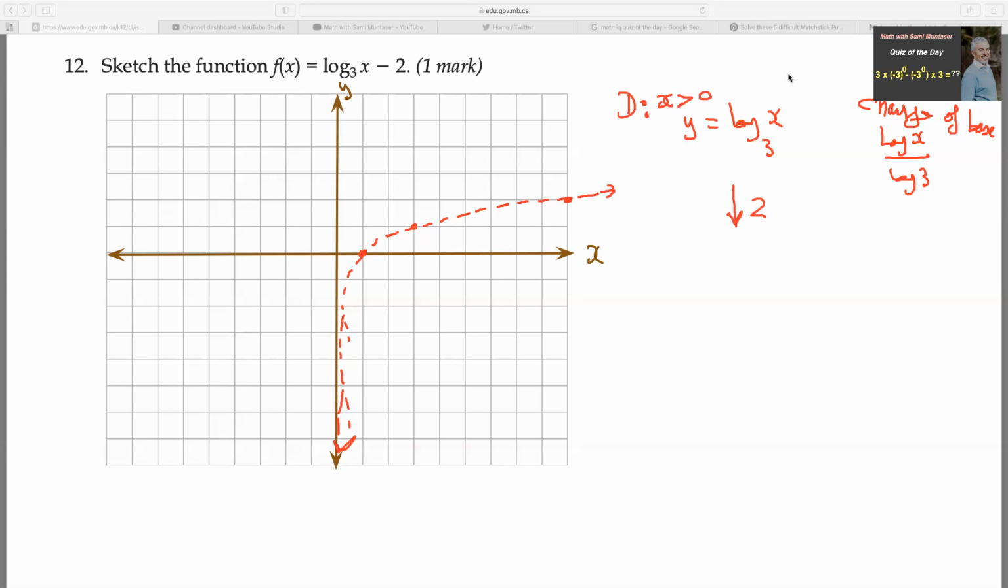Now what happened with the other graph right here? It says it moved down 2. So that's not going to affect my vertical asymptote, because if it moves down two, it doesn't affect it. So I move this point down two, this point down two, this point down two, and then my graph would still get very close to the y-axis, and it goes through that point and keeps on going that way. So that's all that's happening to the graph.